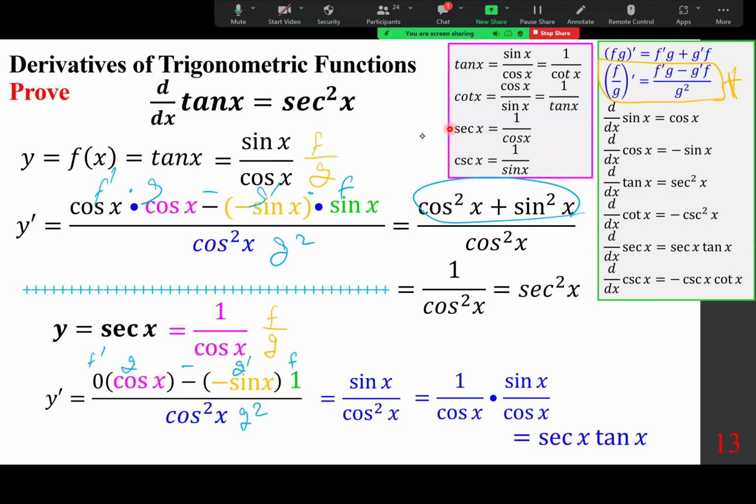Again, I'm assuming you know all of this, or at the very least, when I go over that, it's coming back to you, okay? Because you need to be very comfortable with those. So we proved the derivative of tangent is secant squared, and we proved the derivative of secant x is secant x tan x. Of course, using a lot of identities that we've learned from trigonometry.